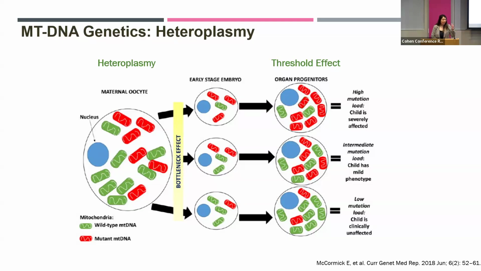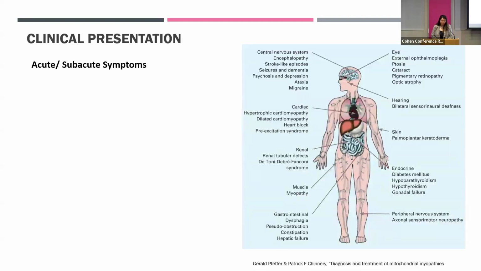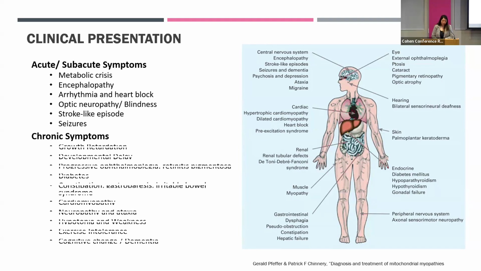Okay, so this is graduation key learning point number 2. The clinical presentation of mitochondrial disease has some converging concepts, but it can be pretty complicated. There's a list of acute or subacute symptoms that you might see present in the hospital. They can present with metabolic crisis, encephalopathy, arrhythmia and heart blocks, a sudden onset of blindness, optic neuropathy, stroke-like episodes, and of course seizures. And then it's often accompanied by some chronic symptoms as well.